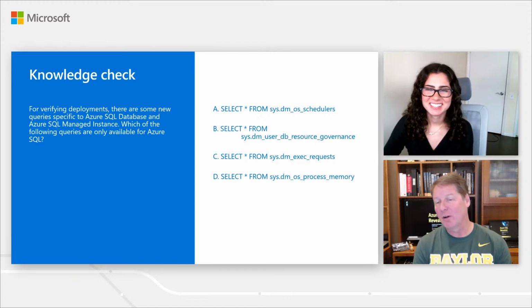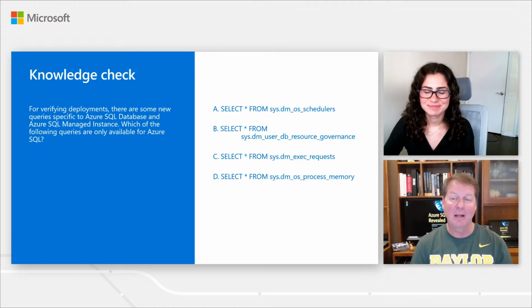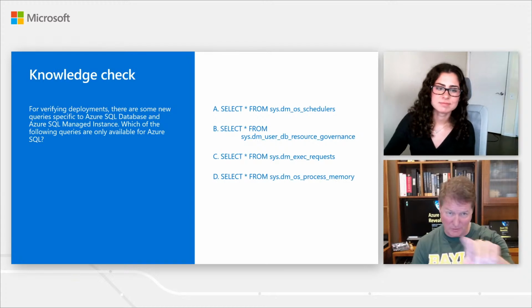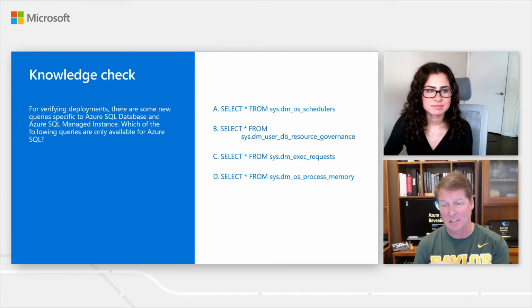Sure, yeah. Well, first of all, I did specifically say that OS process memory is not available in Azure SQL Database, and you called it out here. This is both for database and managed instance. So D has to be eliminated, correct? And it has to be eliminated.